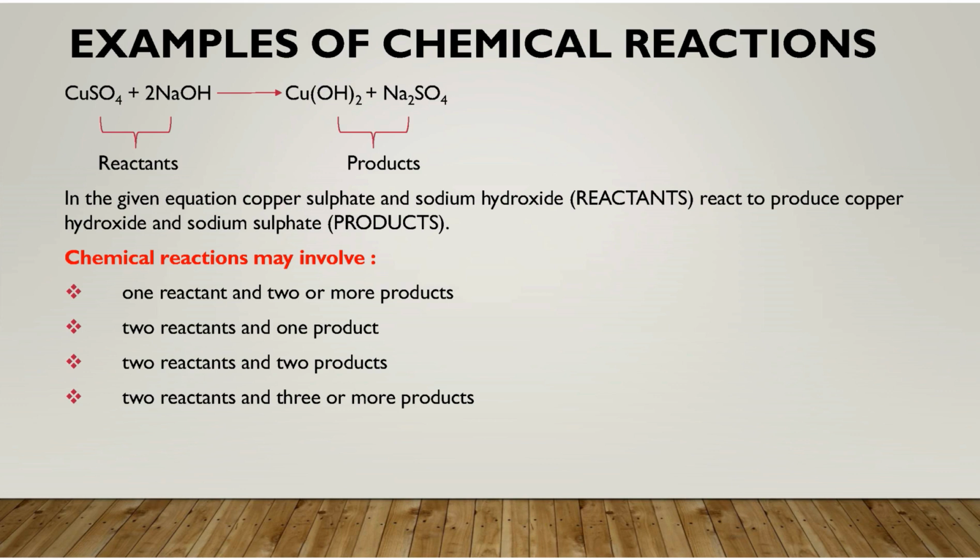So you see we follow all the rules to write this chemical reaction, and we always write chemical reactions in this form. In chemical reactions there can be one reactant and two or more products. There are so many conditions in chemical reactions: one reactant and two or more products, then two reactants and one product, two reactants and two products, two reactants and three or more products. So we will see them one by one and you will understand all this.